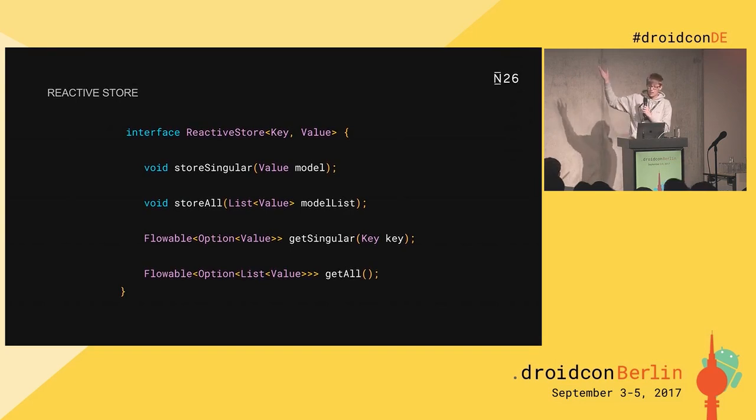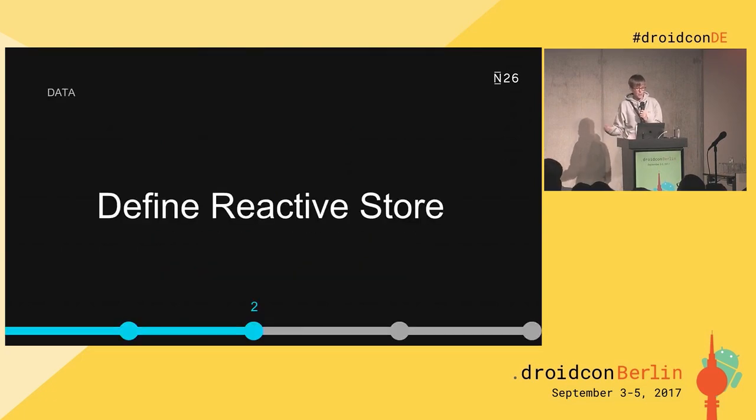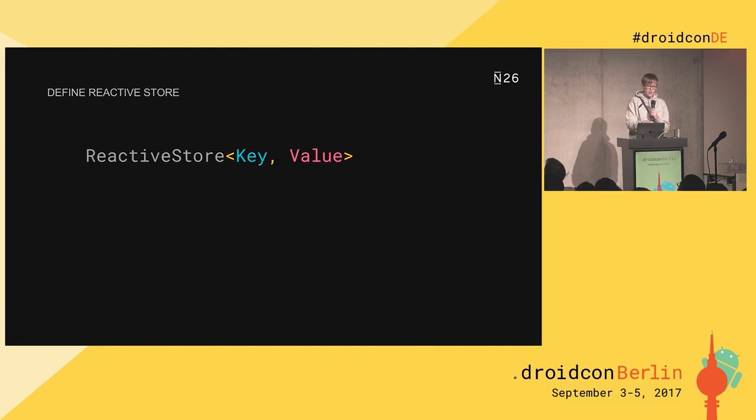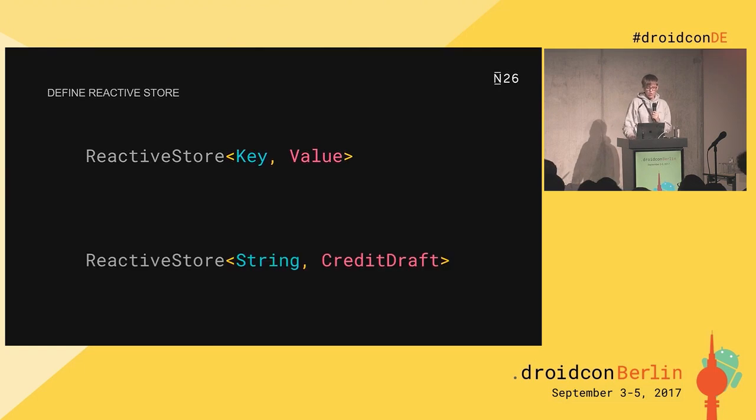So we have this interface implemented with store singular, store all, get singular, get all, as we saw. And now, second step, we are going to define this reactive store. So we have reactive store of key value. Now we have to define what type of key and what type of value. So it's going to be string and credit draft. The reason is that the ID in the credit draft is of type string. So not rocket science there, just string and draft.